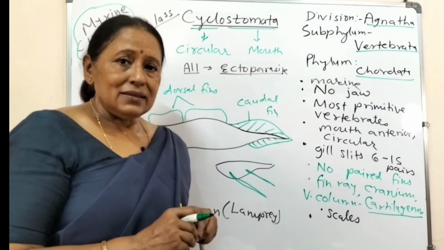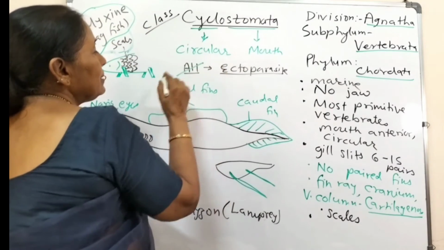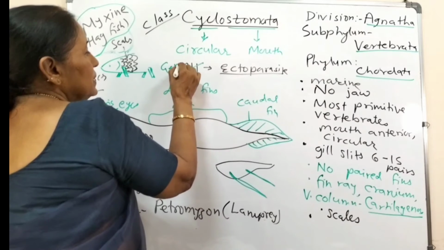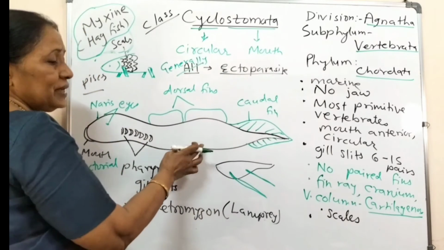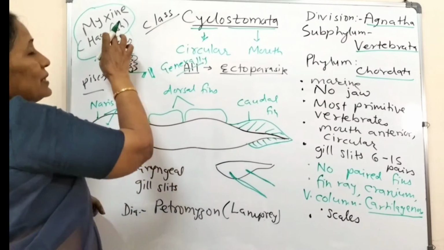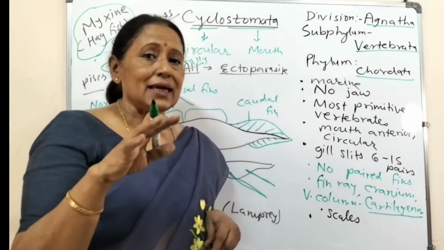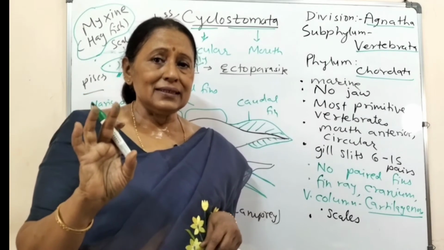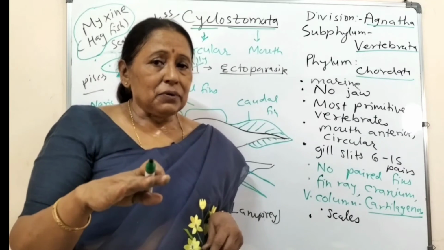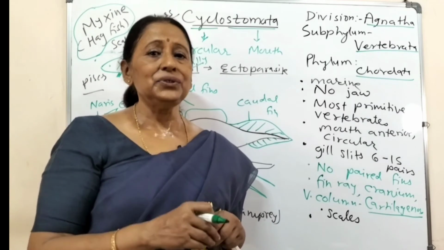These are the myxines. And petromyzon, so this statement, they are generally ectoparasites. For example, petromyzon. In case of myxine, they are not ectoparasites. They do not get attached to the body of any fishes. They live at the sea bottom and then they feed upon the dead fishes and the injured fishes.